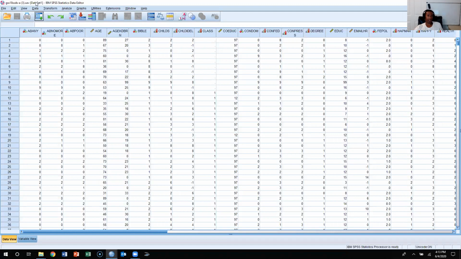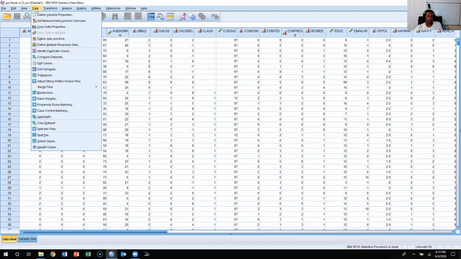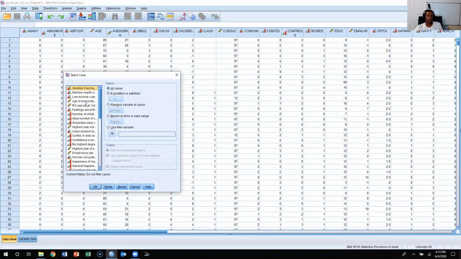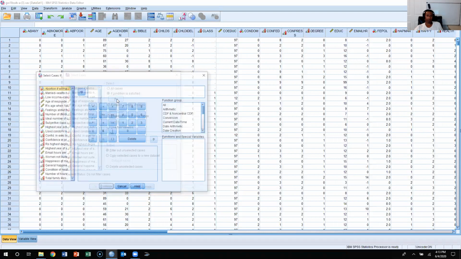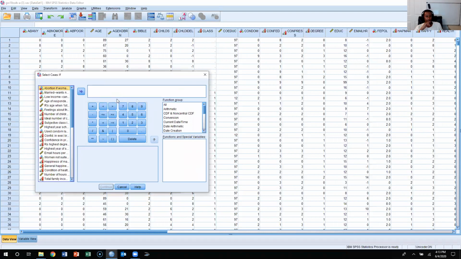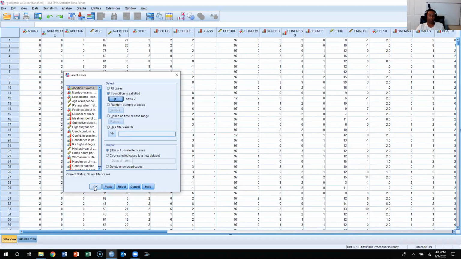I'm going to come over here to the Data section and click Data. Now I'm going to select Cases. And then I'm going to click on "If condition is satisfied," then click If. Now, in order to get just women, I know that women in the data set are coded as 2 for the variable sex. So I'm going to put sex, then an equal sign, and then 2, press Continue, then press OK.